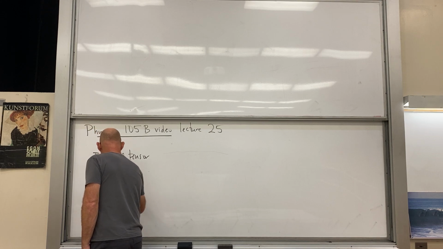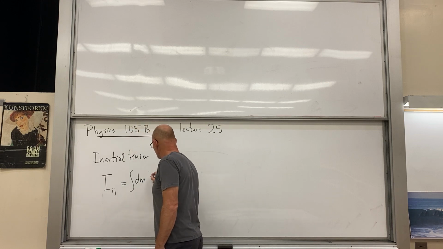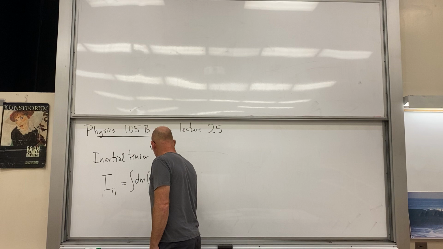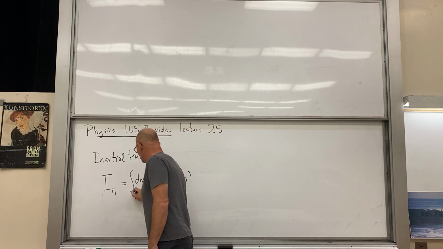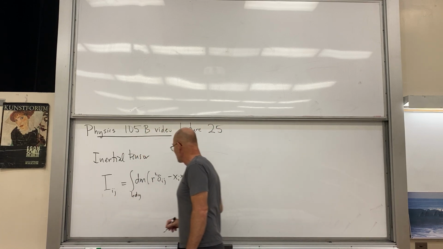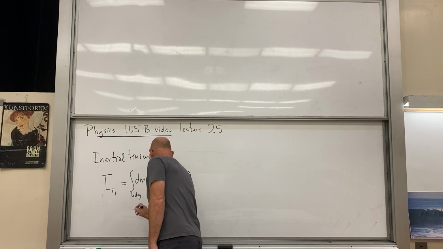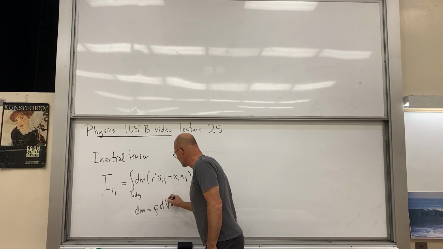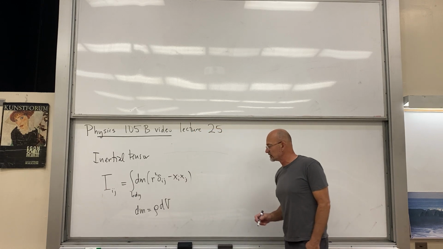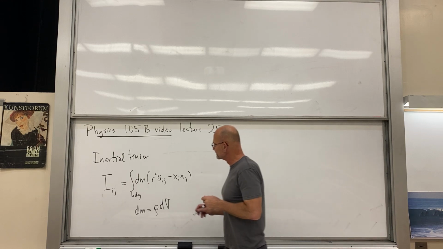I sub ij, we got integral dm, and then r squared delta ij minus xi xj, so we're integrating over the body, and the dm would be the density d volume. I want to write it that way. Density times d volume. Density, of course, doesn't have to be uniform. We're typically talking about a uniform density.